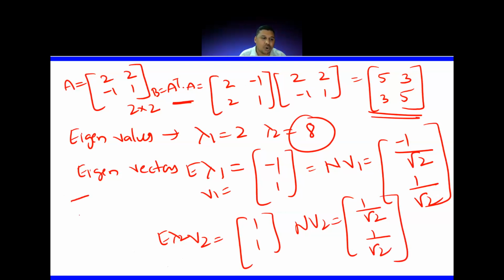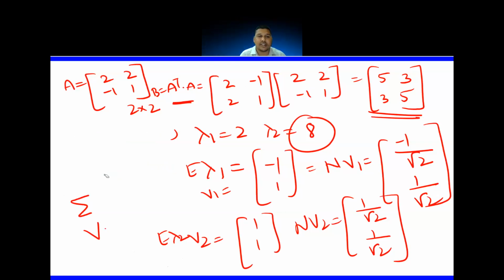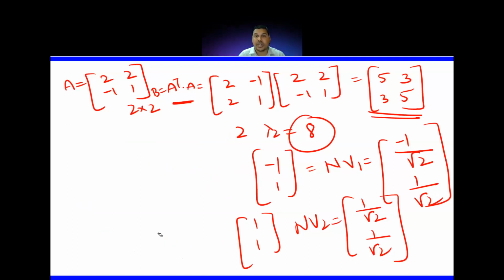So you got the sigma matrix, you got the V matrix. How do we get that sigma matrix? Let's see. Here the condition is that you should write everything in decreasing order, definitely. That is the precondition here. The best practice is to write those eigenvalues in decreasing order.